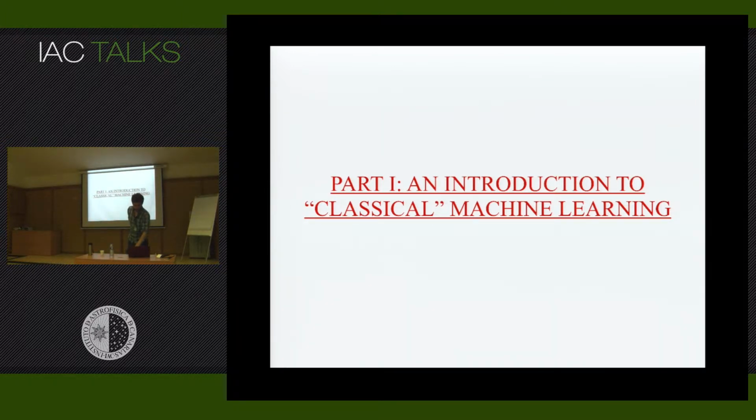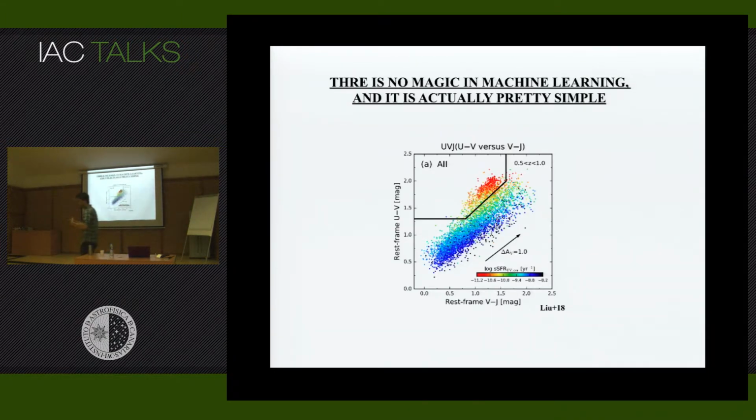OK, so this will be just a quick introduction to classical machine learning. And there will be some overlap with what we have already heard. But I think it's not bad. So I will say that there is no magic in machine learning. And when you look at it, it's actually pretty simple. So we'll start with, and I think all of us have done at some point, machine learning, and we astronomers do machine learning all the time, which is finding classes or patterns in data.